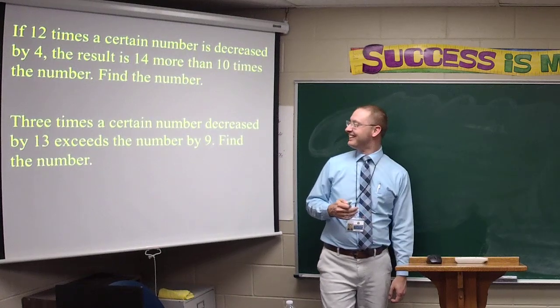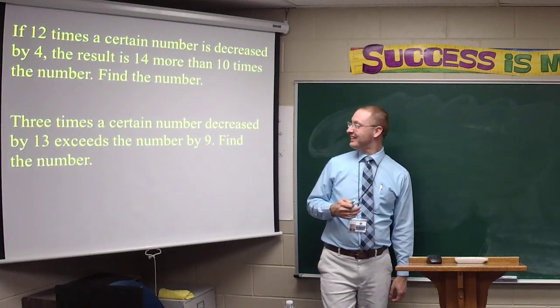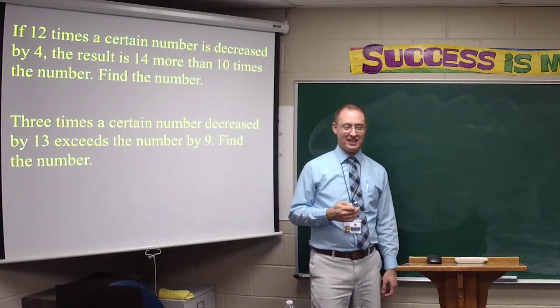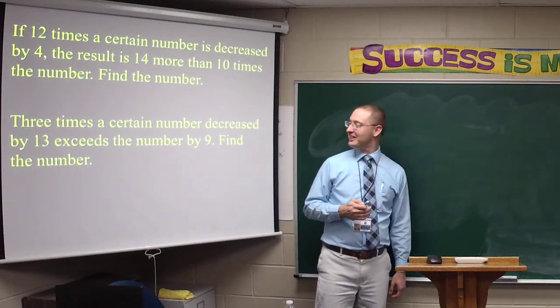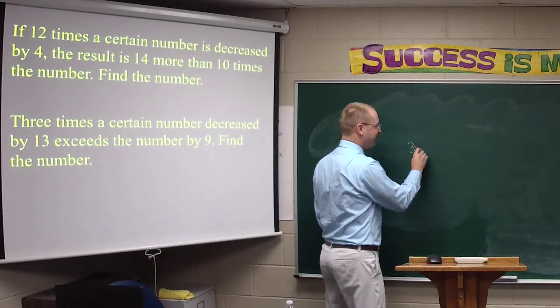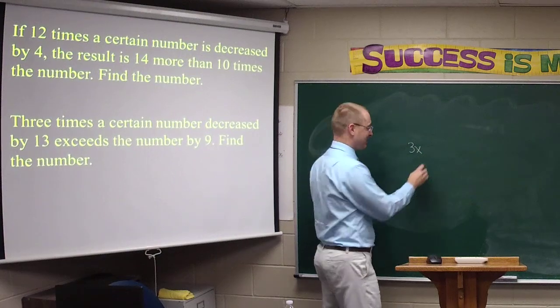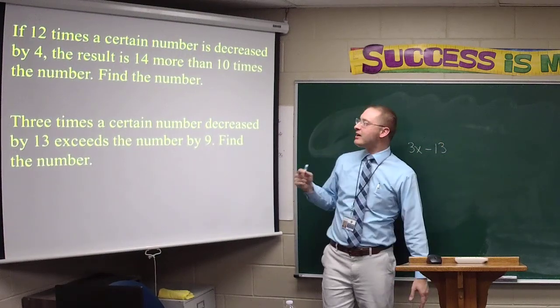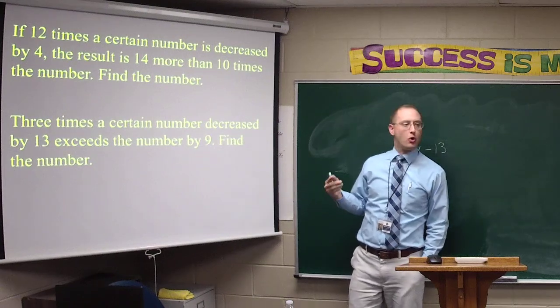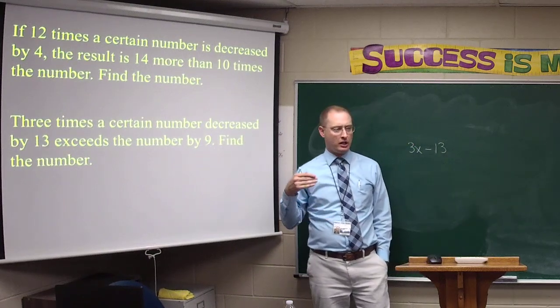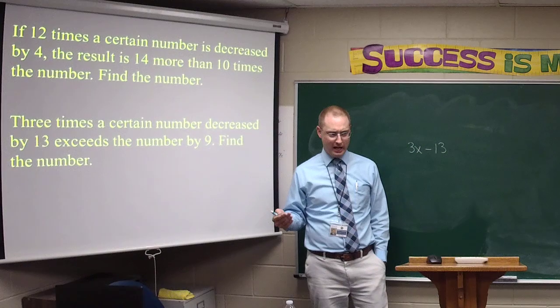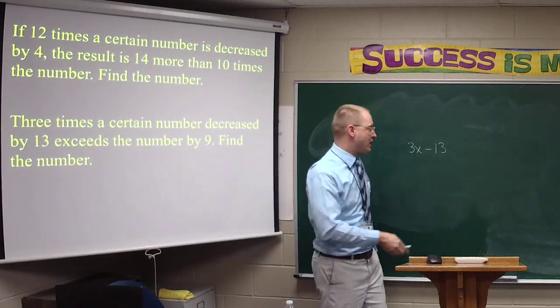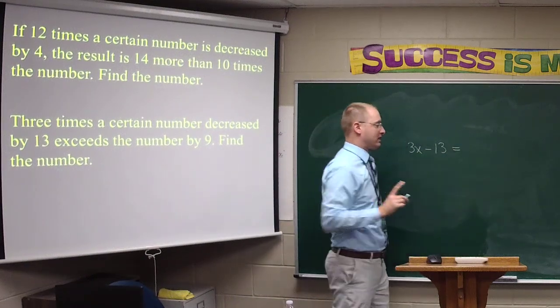Okay, I couldn't see. 3 times 3x, right? Minus 13. Right. So we have 3 times a certain number decreased by 13. And then we see our verb, which normally, class, is our equal sign, right? And it is, but it's more than an equal sign because it's also telling us something else.